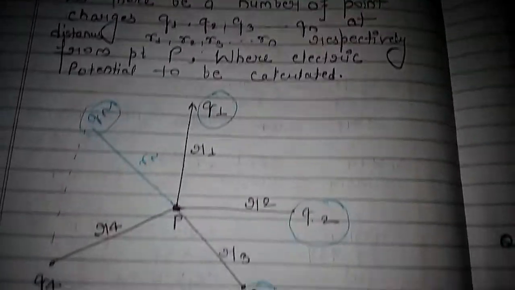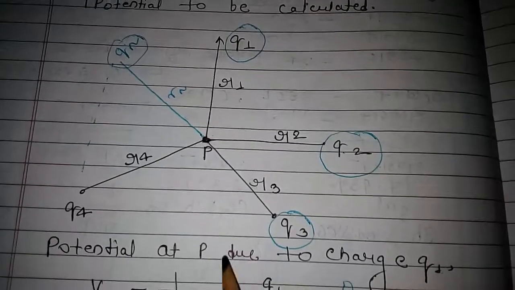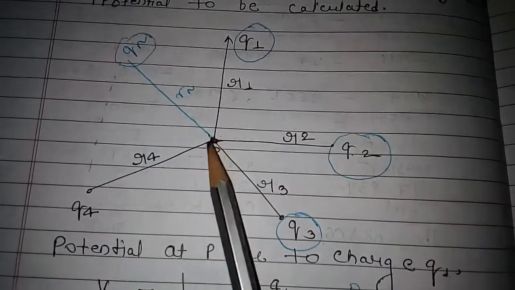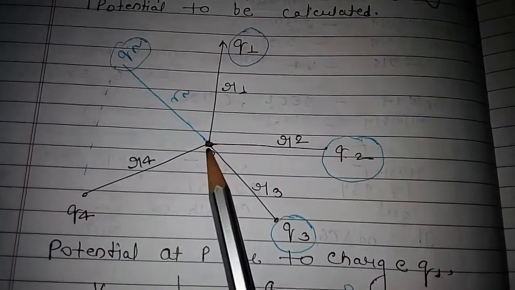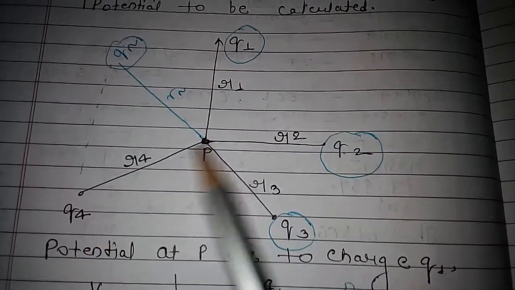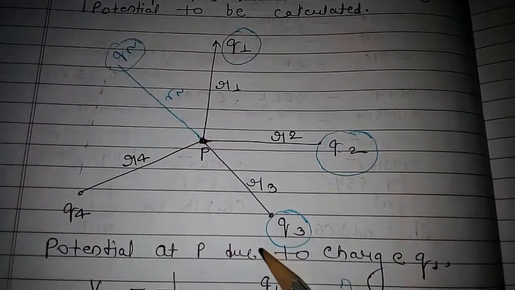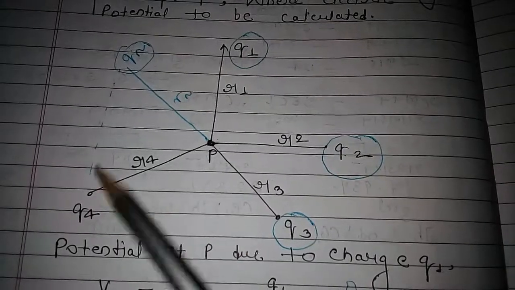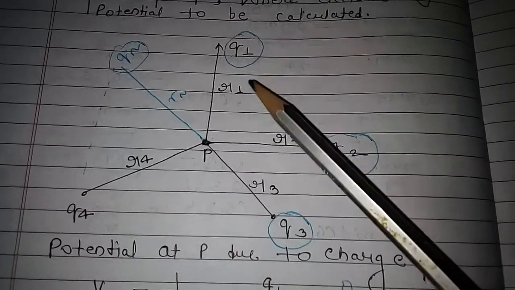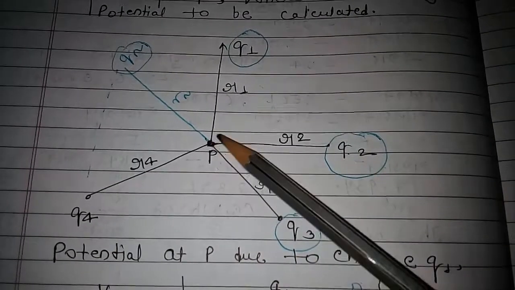See, first we will see what type of system of charges is present here. Suppose this is point P and you have to always calculate the potential at point P only. These are the system of charges Q1, Q2, Q3 and Q4 up to Qn. So these are your system of charges, and what is the distance of each and every charge from the point P?